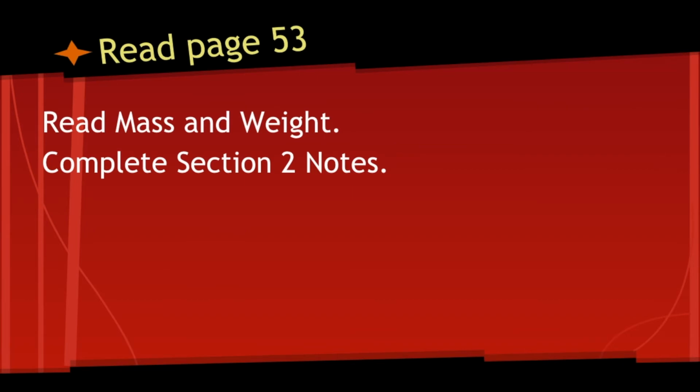On page 53, mass. The mass of an object measures the amount of matter in the object. The kilogram is the SI unit for mass. 1 liter of water has a mass of 1 kilogram. Smaller masses are measured in grams. 1 gram is about the mass of a large paperclip.